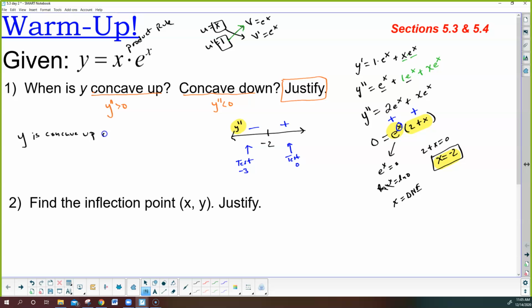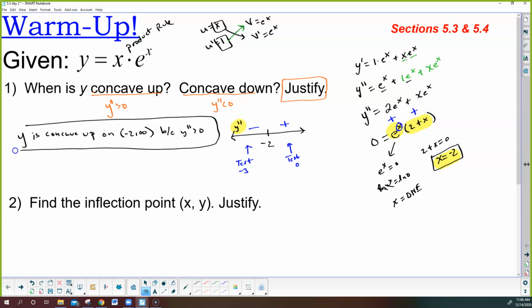Y is concave up on the interval from -2 to infinity. That's where we have a positive second derivative. So my justification is real quick, because y double prime is greater than 0. That's all you need to write for your justification. Okay, so there's my first answer.